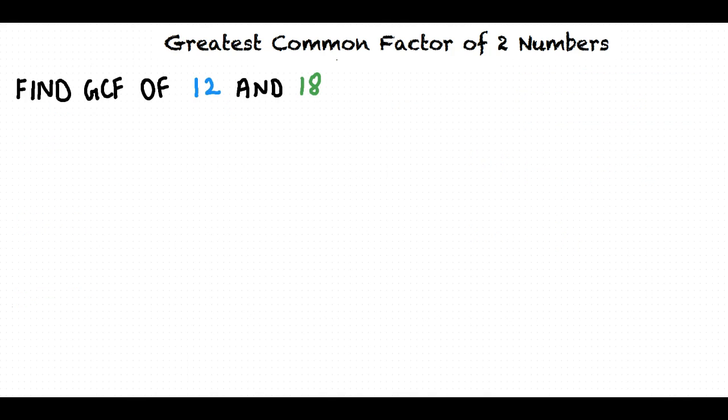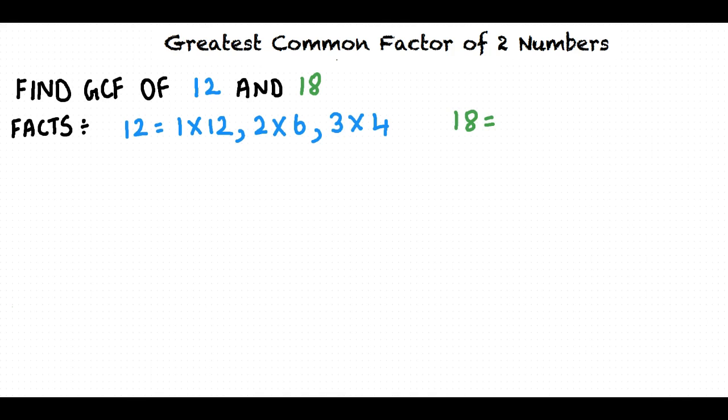Let's say we are required to find the GCF of 12 and 18. The first step would be to write down the multiplication facts of 12 and 18. The facts of 12 are 1 multiplied by 12, 2 multiplied by 6, and 3 multiplied by 4. Similarly, the facts of 18 are 1 multiplied by 18, 2 multiplied by 9, and 3 multiplied by 6.